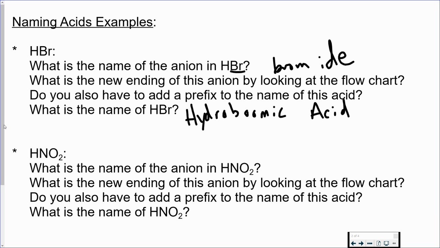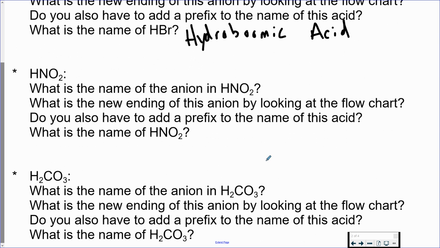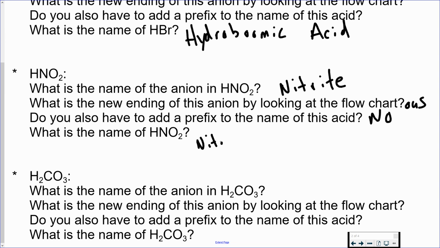All right, let's go ahead and try the next one. I'll have you guys try the next one. We'll see answers in 3, 2, and 1. The name of the anion is nitrite. So the new ending would be ous, no prefix, giving us the answer of nitrous acid.